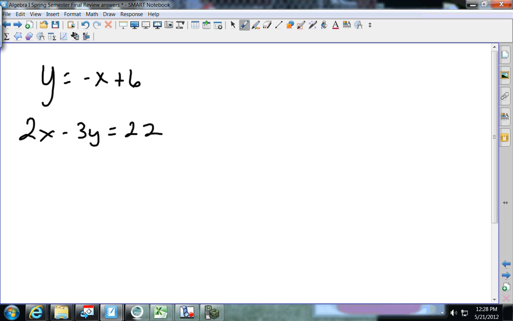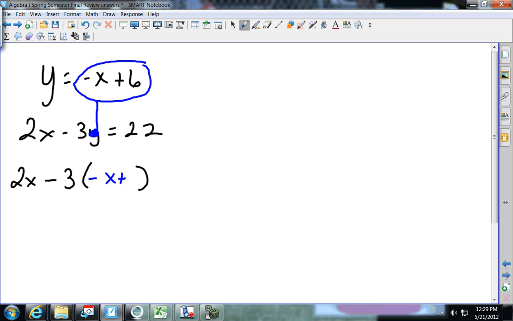All right, substitution. You're looking to find if one of your equations is written in x equals or y equals form. This one says y equals. So I'm going to take what y equals and I'm going to circle it. I'm going to substitute it in right here for the y. So I'm going to rewrite the first part of this, 2x minus 3 times y. Instead of y, I'm going to make it -x plus 6. And that equals 22.